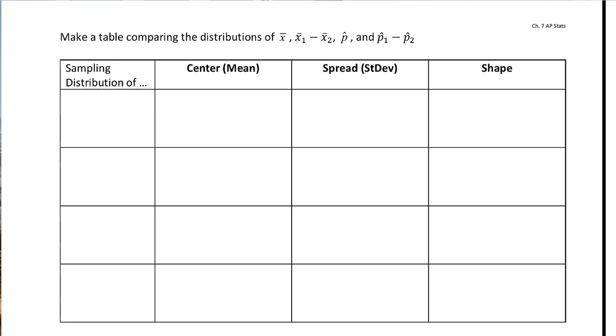Many of these formulas about sampling distributions are provided on the formula sheet on the AP exam. You get the formula sheet on the multiple choice section and the free response section. However, this column, none of this information is provided on the formula sheet. So you definitely need to know how to tell if the shape of a sampling distribution is roughly normal.